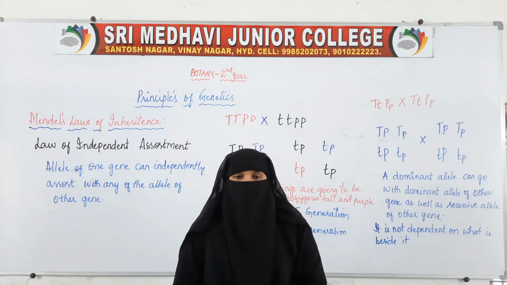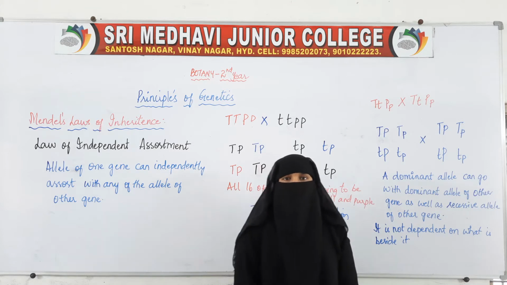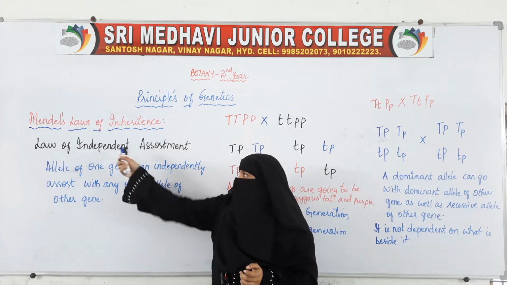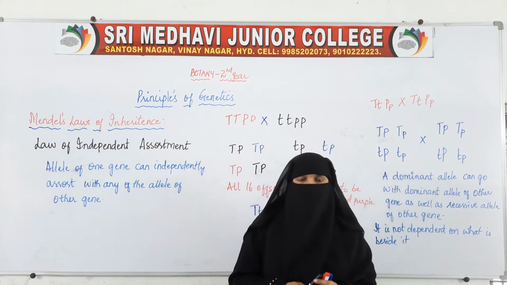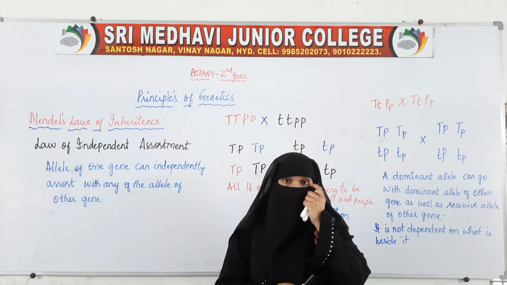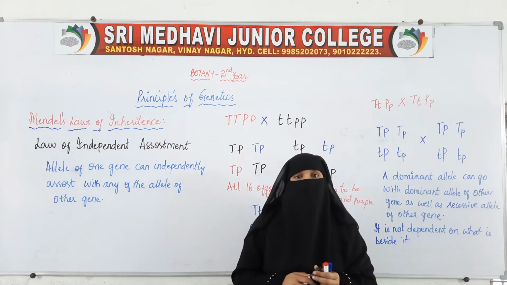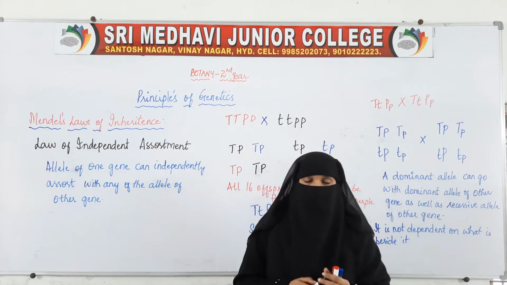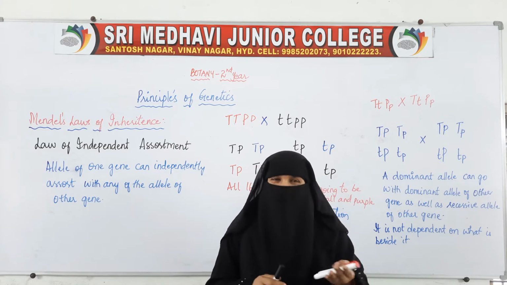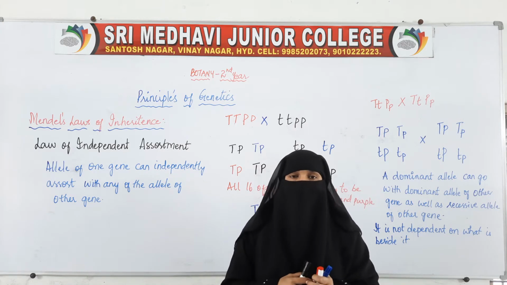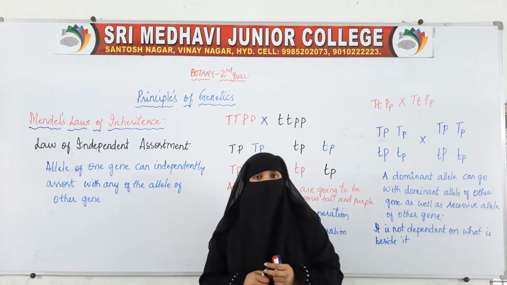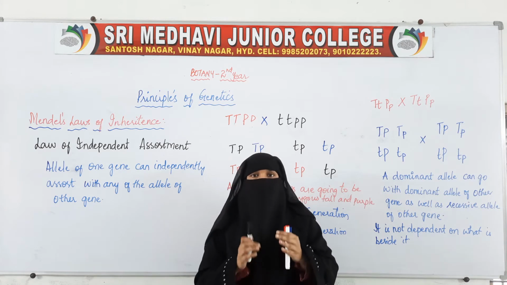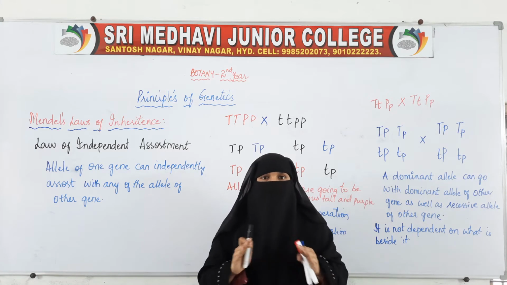Welcome everyone. Here today we will discuss the third law of inheritance, that is Mendel's third law of inheritance, which is the law of independent assortment. We have already seen the first two laws. The law of dominance states that when two pure lines are crossed, in the F1 generation we get all dominant traits.